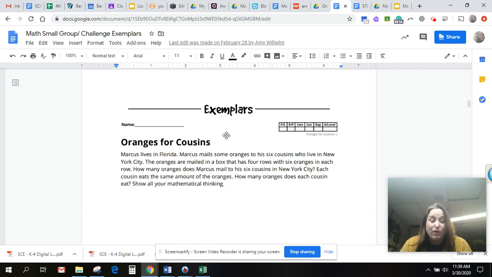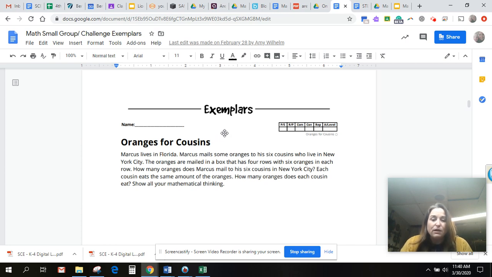So, again, like we talked about in class, read the problem twice and then see where we're going to start at. So, again, Marcus lives in Florida. Marcus mails some oranges to his 6 cousins who live in New York City. The oranges are mailed in a box that has 4 rows with 6 oranges in each row. How many oranges does Marcus mail to his 6 cousins in New York City? Each cousin eats the same amount of the oranges. How many oranges does each cousin eat? So, a couple of different entry points for this problem. I'd love for you to stop the video and try to solve, and then come back to check your work.